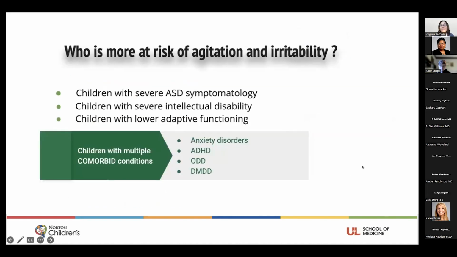So who is more at risk for agitation and irritability? Kids with severe ASD symptomatology, kids with severe intellectual disability, kids with lower adaptive functioning skills, and frequently kids with severe psychiatric comorbidities: anxiety disorders, ADHD, ODD, DMDD, all these frequent letters that we hear all the time.